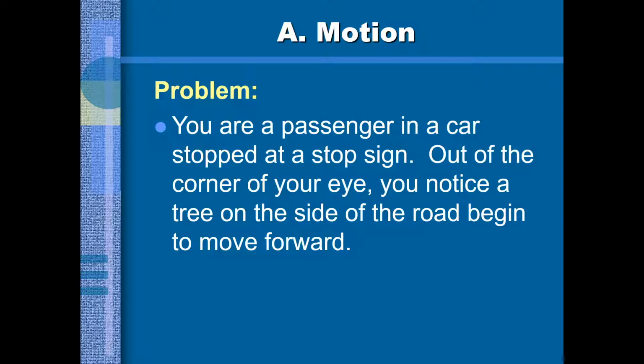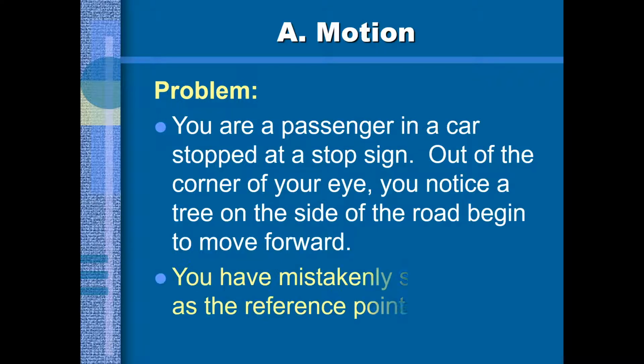Suppose that you are a passenger in a car stopped at a stop sign. Out of the corner of your eye, you notice a tree on the side of the road begins moving forward towards you. What's the problem here? The tree is moving. Not supposed to do that. Well, the problem is you are mistakenly setting yourself as a reference point. If you're in a car, it appears as if the surroundings are moving and you're staying still. We usually do not set our own selves as reference points. We usually choose the ground or earth to be our reference point.